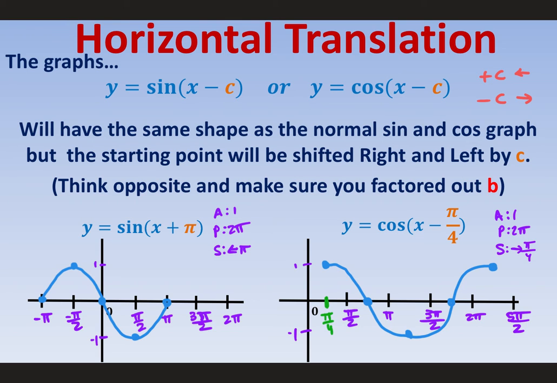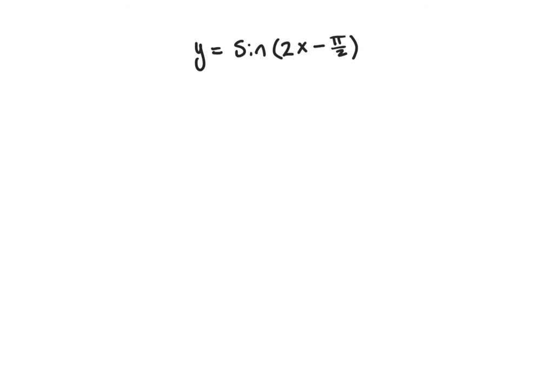Now I got one more example for you, kind of explaining this last little piece here where we talk about factoring out our b value, and we'll talk about that here on our last example. All right, so this graph is a combination of a period change and a left-right shift.